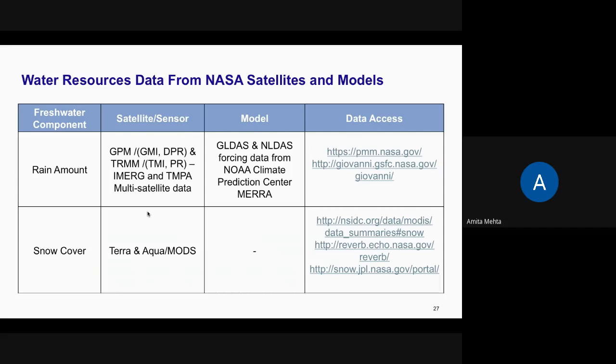Okay, and again, focusing on the water part, specifically rain data can be obtained from these sites. You can click on them, and they're self-explanatory. There's a lot of information. So there is the Precipitation Measurement Missions site. Also, there is a site, some of you may be familiar, called Giovanni. Has anyone used Giovanni in your group?